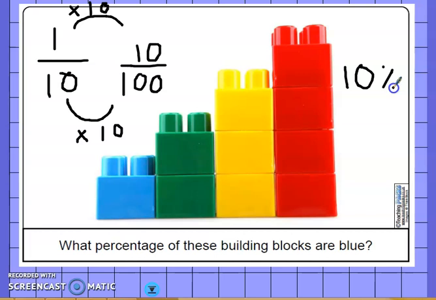Maybe you could do the same now, and you could work out the green ones, the yellow ones, and the red ones. And then you can check at the end by adding it all together to see if it adds up to 100%. Give yourself that challenge, pause the video, and then carry on afterwards.